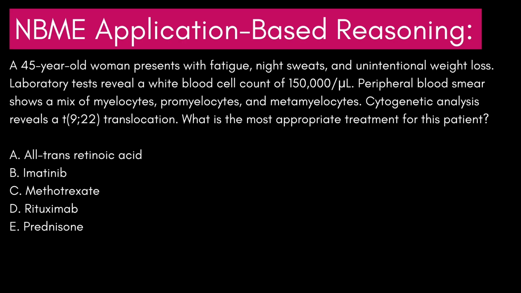A 45-year-old woman presents with fatigue, night sweats, and unintentional weight loss. Laboratory tests reveal a white blood cell count of 150,000 per microliter. Peripheral blood smear shows a mix of myelocytes, promyelocytes, and metamyelocytes. Cytogenetic analysis reveals a t(9;22) translocation. What is the most appropriate treatment for this patient?